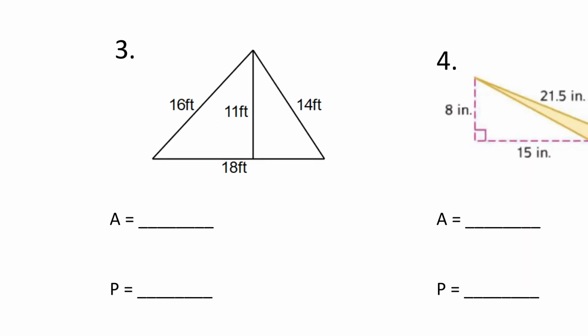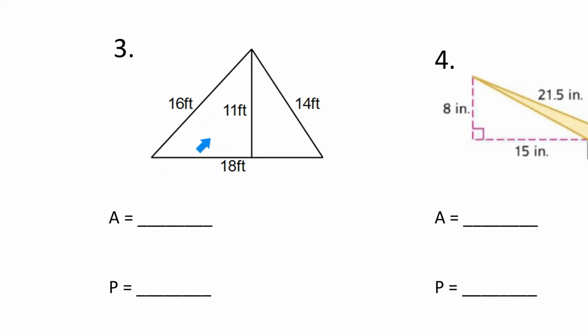Okay, number 3, this is a triangle. So how do we find area of a triangle? Base times height divided by 2. On the parallelogram, it's just base times height, but for a triangle, it's base times height divided by 2. Because if you were to draw a rectangle, this triangle would be exactly half of the area of this. That's why it works like that.